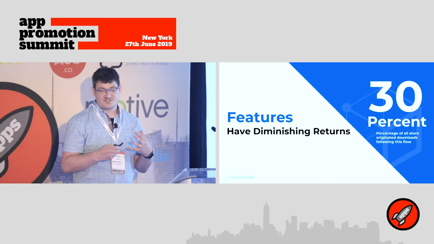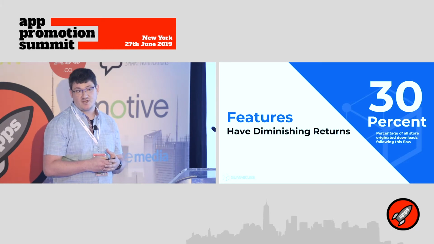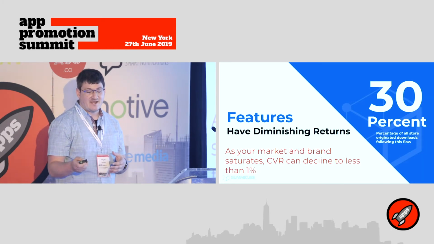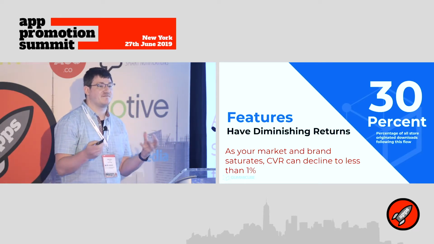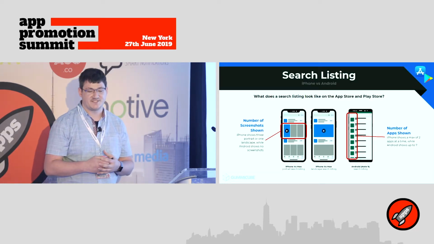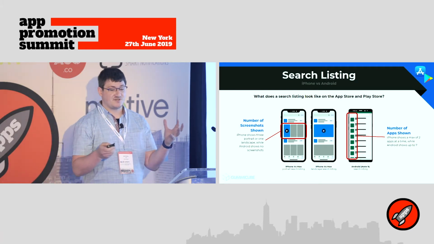Now, features have diminishing returns, as I mentioned. Only about 30% of all store downloads originate from either feature-based or browse activity, and we've seen that CVR can decline to less than 1% for really big apps, like a Microsoft Office or a very well-established brand.